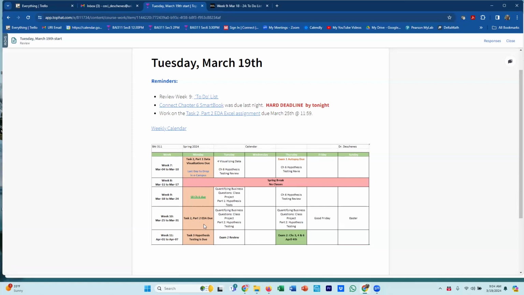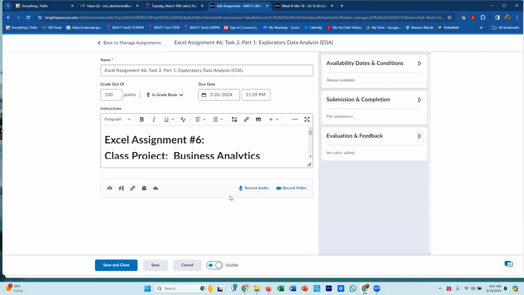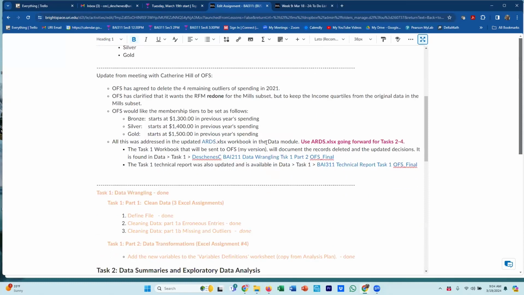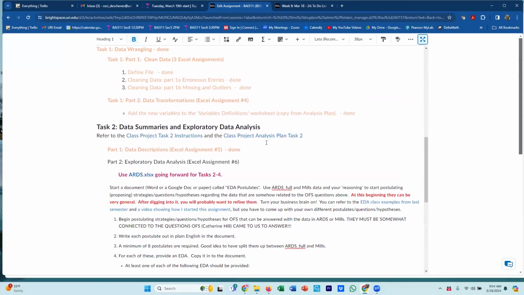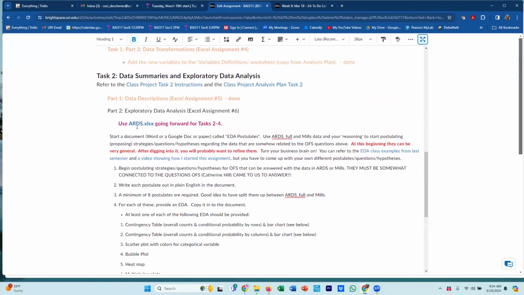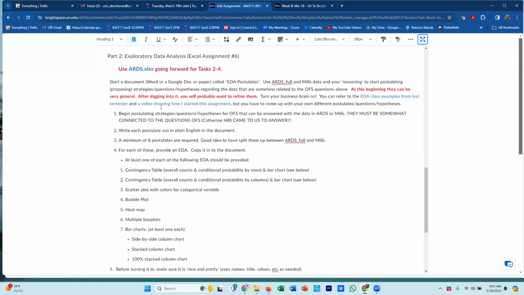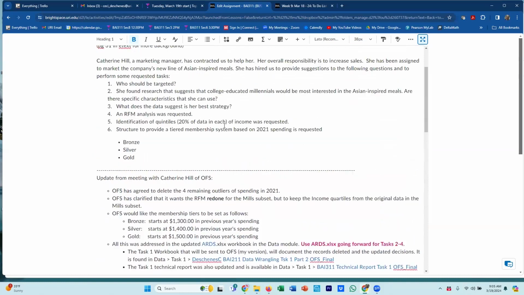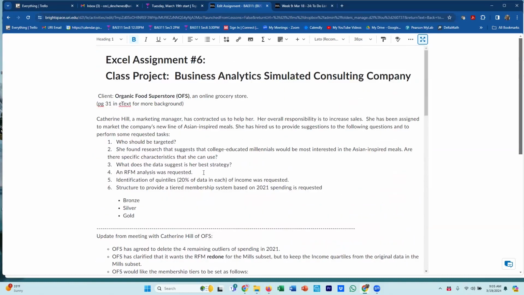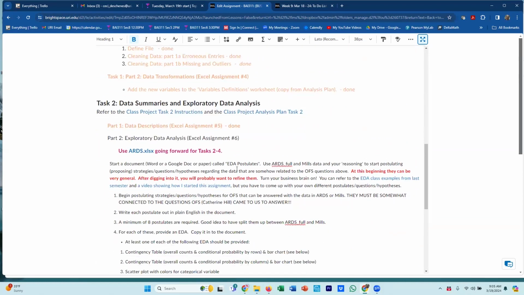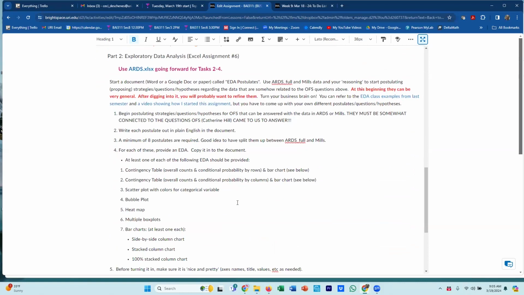This is Excel assignment number 6. And I want to make sure that you understand that this is part of the work that we started in class on Thursday. If you come down in the assignment instructions, it'll have a link to the data that you want to be using. And it talks about how we want to use the questions from Catherine Hill to begin to answer them using the data. And we don't really know how we're going to answer them. Her questions were sort of vague, so we are going to explore the data. We're looking for signals. We're looking for things that are related.